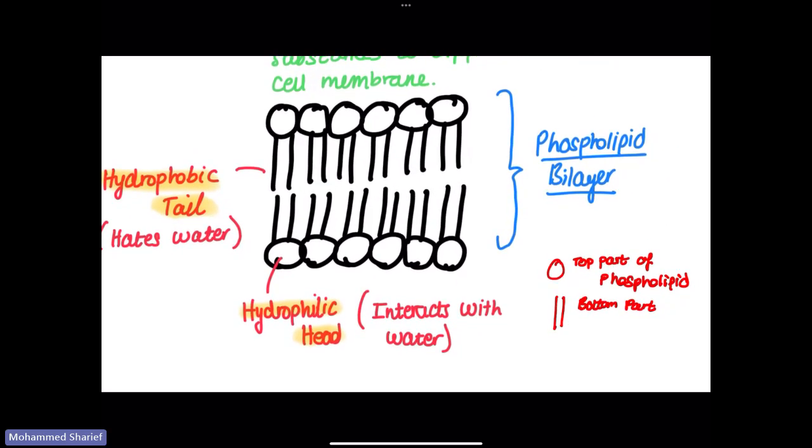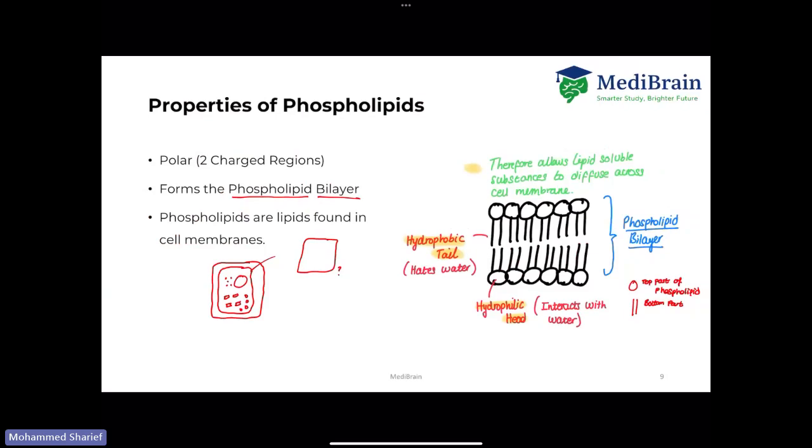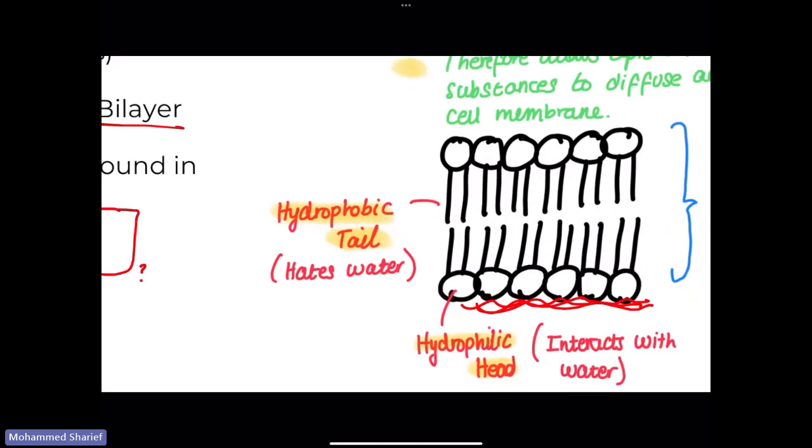You've got the hydrophilic head, which interacts with the water. The hydrophilic head will interact with all water. So imagine you've got this structure in this square, each of these lines in the square. What happens is that water can interact over here because the phospholipids are water-loving. Now, the hydrophobic tails have to be aligned inwards because they don't like water.